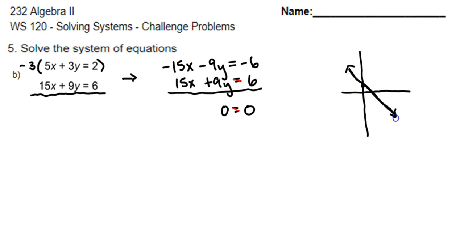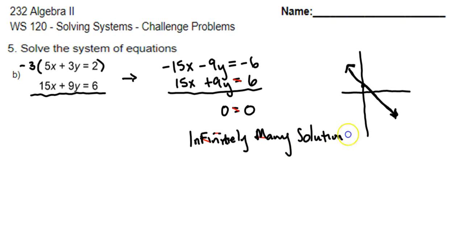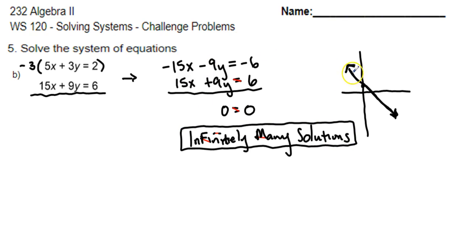In other words, where do these two lines intersect? Well, they intersect everywhere. So there are infinitely many solutions in this case. Or in other words, they intersect everywhere. Any point on this line is a solution to this system.